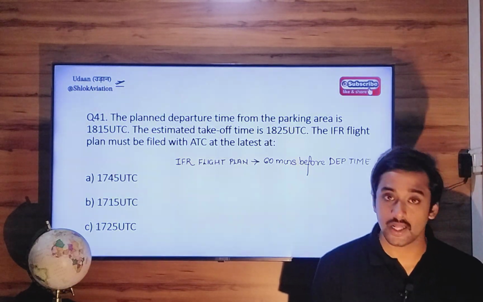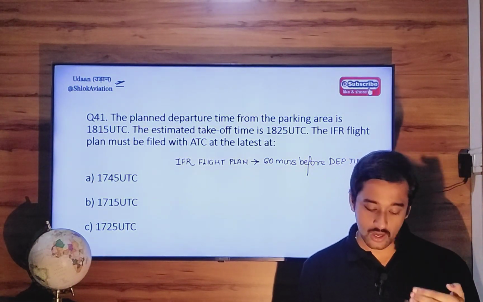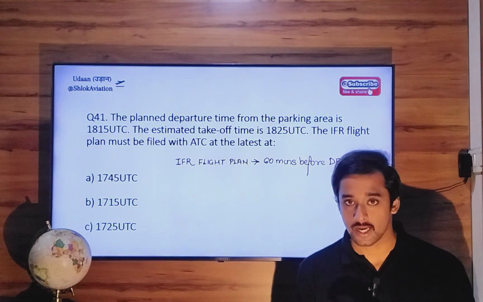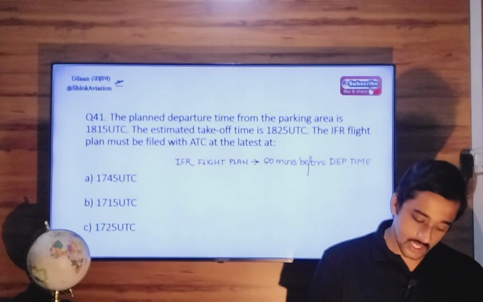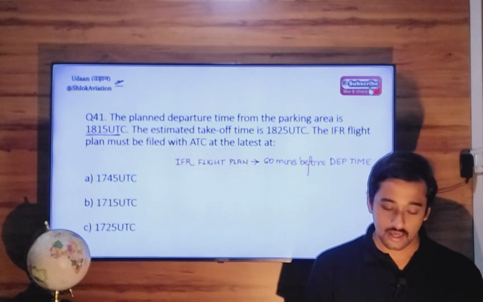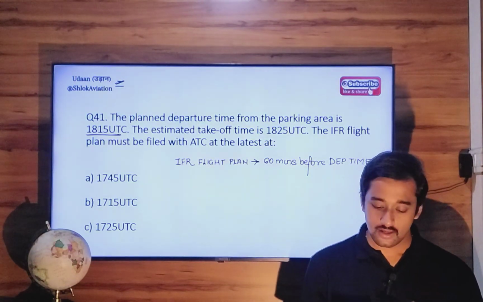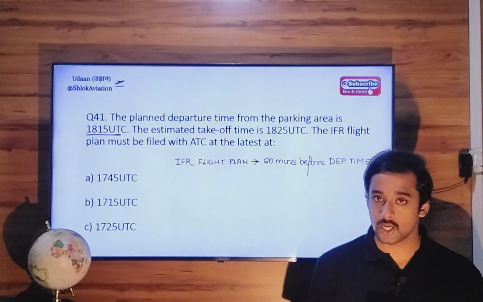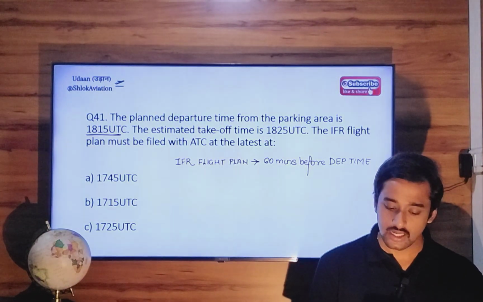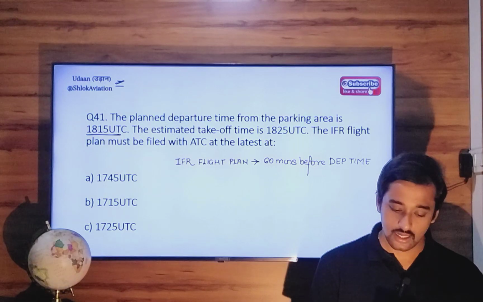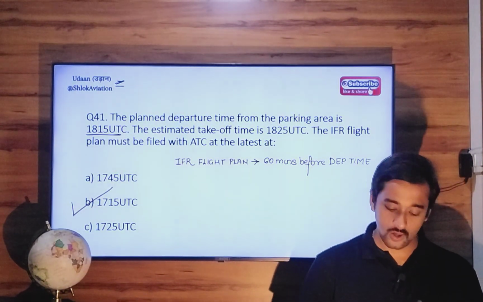Now in this question we have been given two times. One is departure time and the second is takeoff time. So your IFR flight plan depends on your departure time, not the takeoff time. So 60 minutes before departure time. Now departure time is 1815 UTC. So 60 minutes before 1815 means, in your scientific calculator, 18 hours 15 minutes minus 0 hour 60 minutes. That will give you an answer 17 hours 15 minutes. So option Bravo is the correct answer.